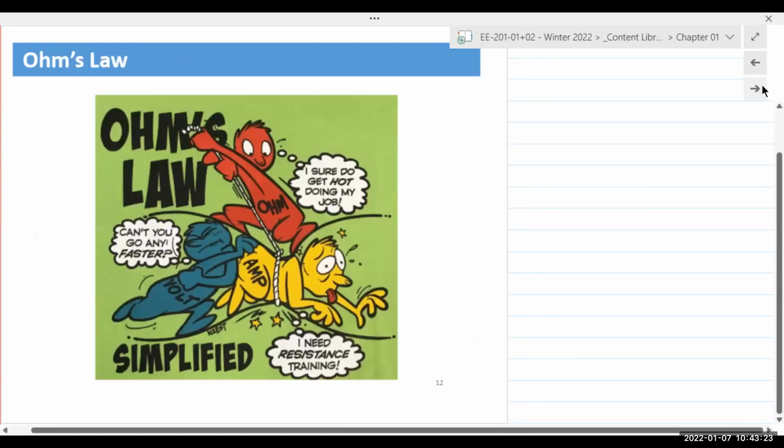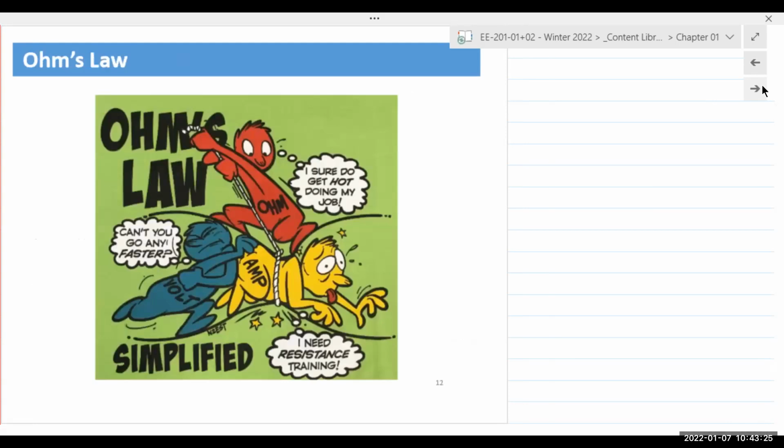I'll come back to voltage polarity and direction later on. I want to get done with KCL and KVL. Then I'll come back there. This is a meme that's very popular to describe Ohm's law. It succinctly summarizes what Ohm's law actually is and the relationship between the 3 quantities, right?